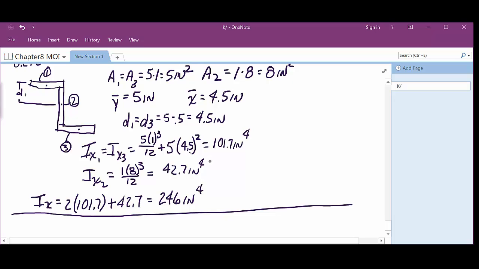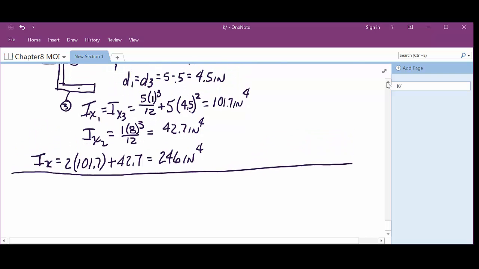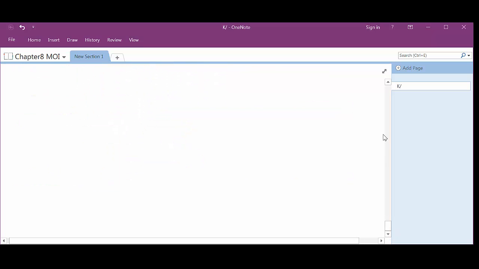So that takes care of the moment of inertia about the x-axis. But since we're dealing with the polar moment of inertia, we have to find the moment of inertia about the y-axis, don't we? Okay, well, we already said that x bar is 4.5. Okay, so let me redraw the sketch down here, maybe it will help. So let's redraw the sketch. Not to scale, again.